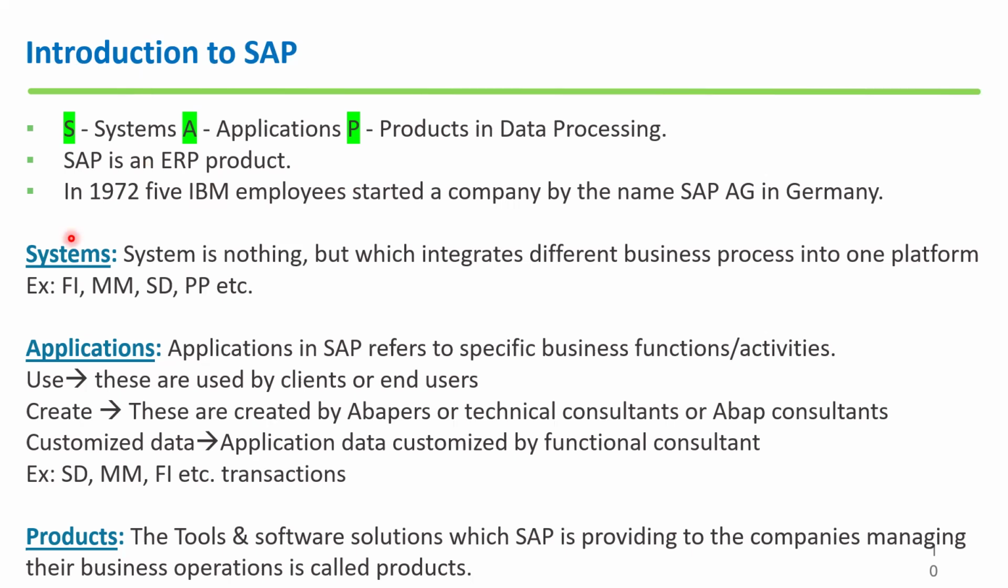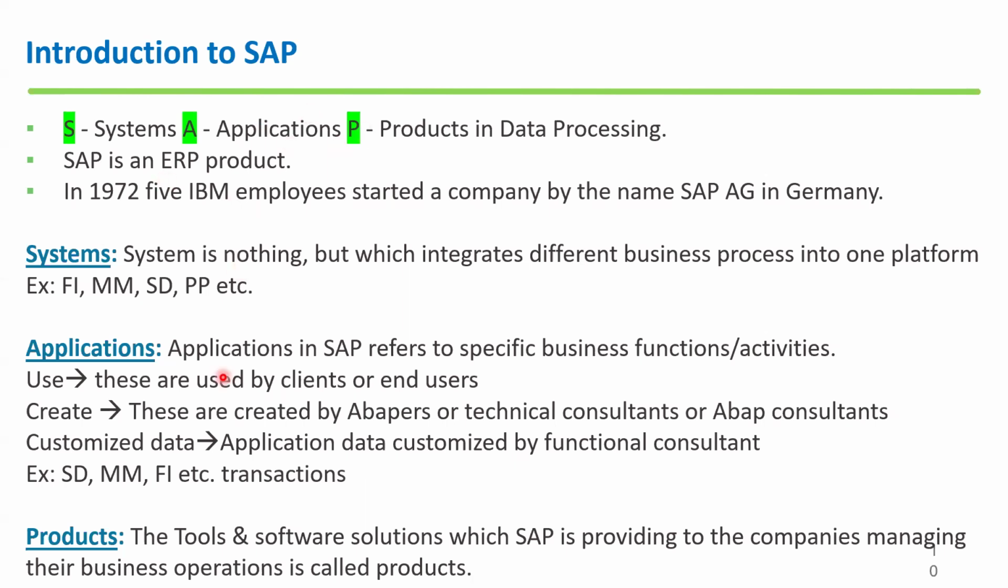Systems are nothing but, as we discussed just now, everything is integrated into one system. That comes under systems. We have different modules, FICO, MM, SD, sales and distribution, production planning. Just now we have seen, right? These all come under systems, where all the departments are integrated in one system, or we can say a collection of modules.